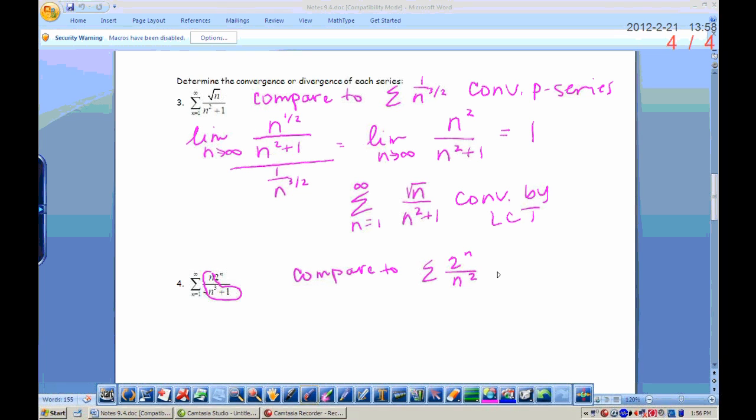All right, think about plugging in some numbers for n. If you plug in, say, a 3 for n, what are you going to get on the top? 2 to the third, 8. And the bottom, 3 squared is 9. Well, right now the bottom's bigger.